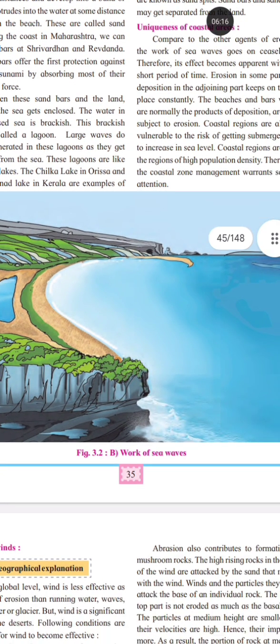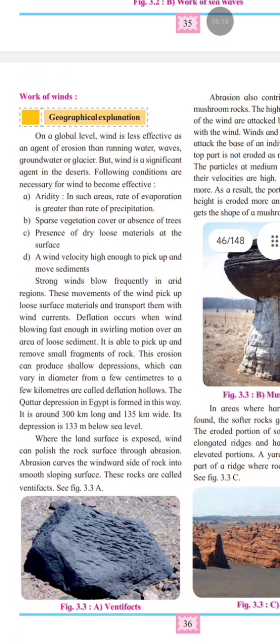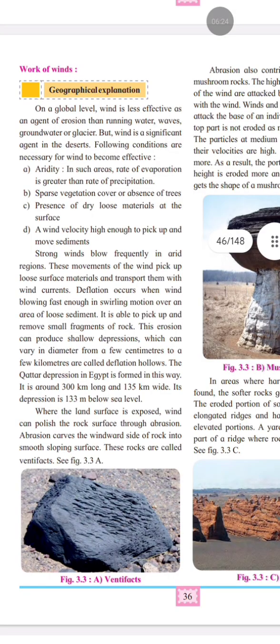Next one is the work of winds. This is the third agent, the work of winds. Globally, wind is less effective than rivers, waves, groundwater, or glaciers. But in desert regions, wind becomes a very important agent of erosion.